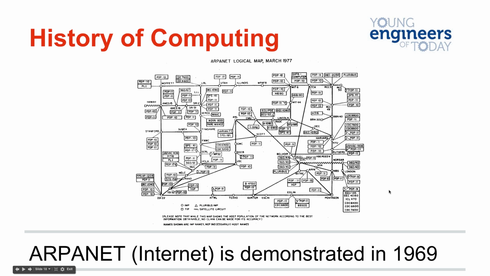Now, we're going to start looking a little bit at the makings of what we call the internet. The ARPANET, the internet is demonstrated in 1969. ARPANET was the forerunner of the internet. It was not created to help if something happened with a nuclear blast.